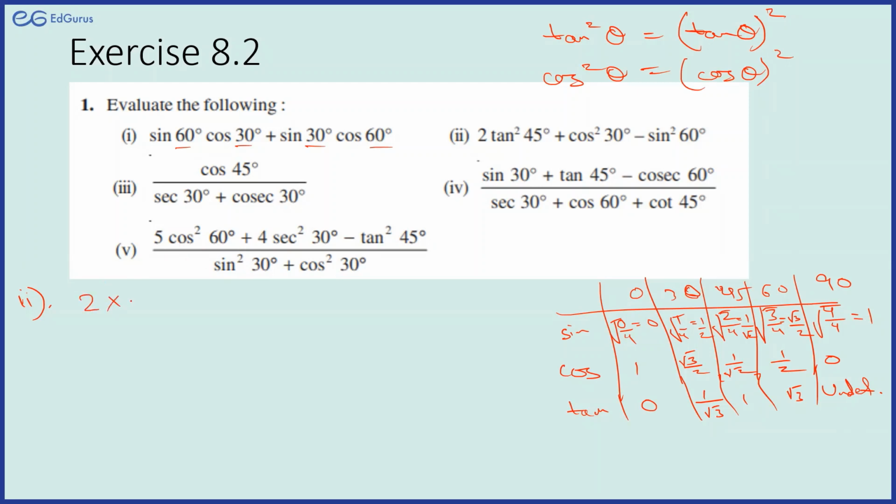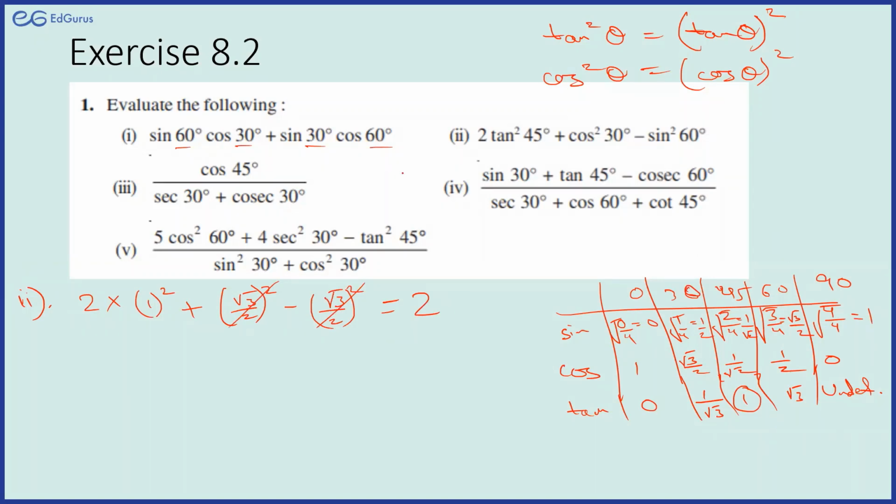What is tan square 45? What is tan 45? That is 1. So I got 1 square, plus cos square 30. What is cos 30? Root 3 by 2. So root 3 by 2 whole square, minus sine square 60. What is sine 60? Root 3 by 2. So root 3 by 2 whole square. So this whole thing gets cancelled. They get subtracted. So your answer is 2 times 1 square, which is 2.